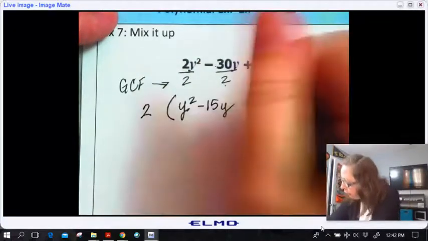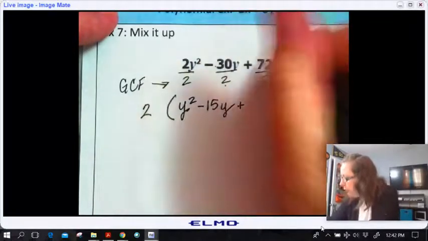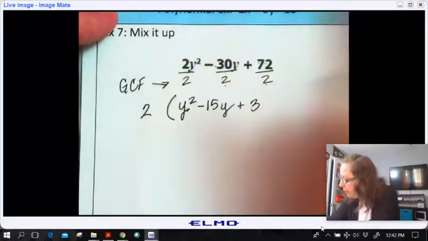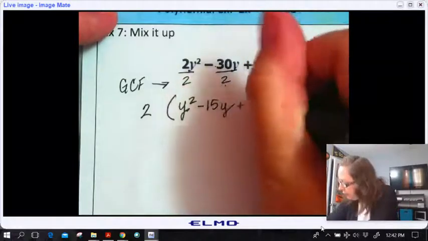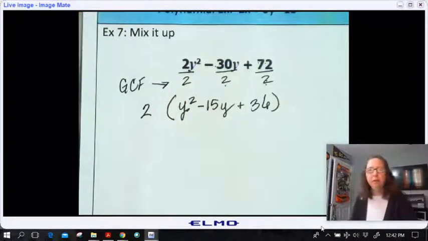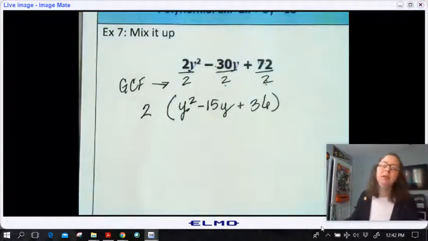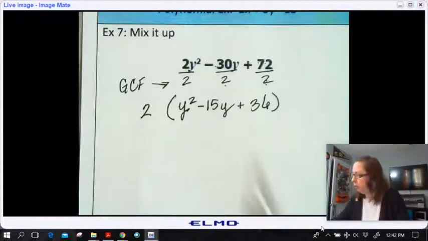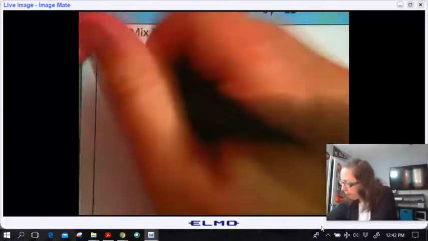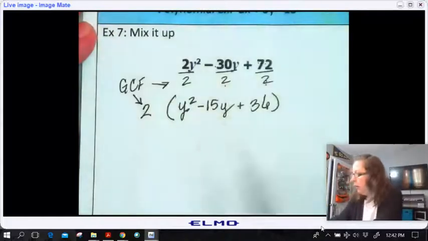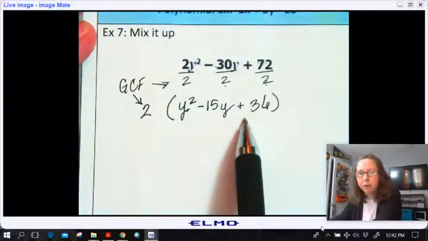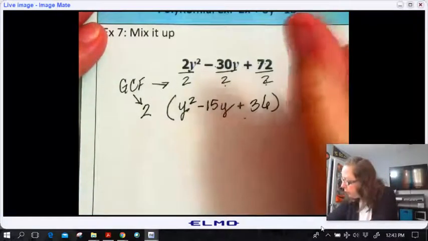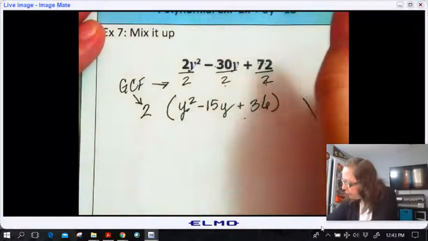72 divided by 2. 2 goes into 7 3 times. And with 1 left over, 2 goes into 12 6 times. So each of these numbers was evenly divisible by 2. So there's my GCF. Now I need to look and see, can I factor these leftovers? Okay. So let's do the X puzzle.